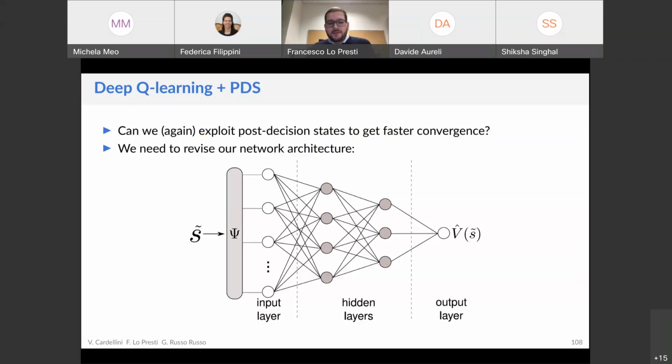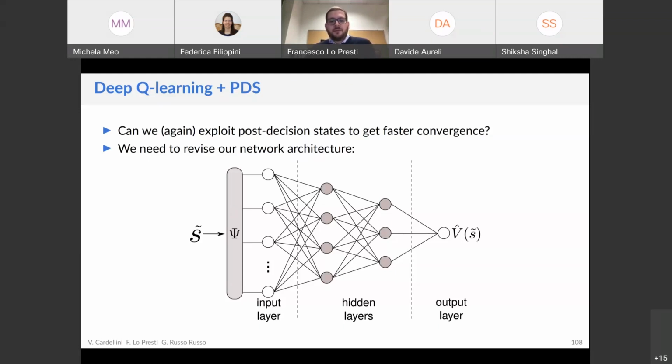We may further extend the deep learning algorithm, introducing again the concept of post-decision state, because we may ask ourselves whether we can exploit post-decision states to achieve faster convergence. So we want to take the best of both worlds. We want to use the partial information we have about the model to speed up the learning process. But at the same time, we want to use deep neural networks to reduce the memory demand of the algorithm.